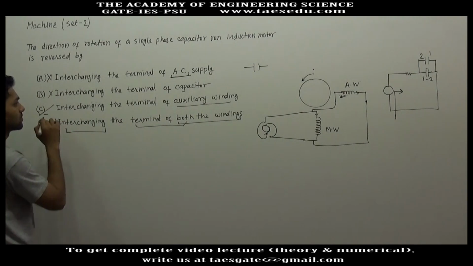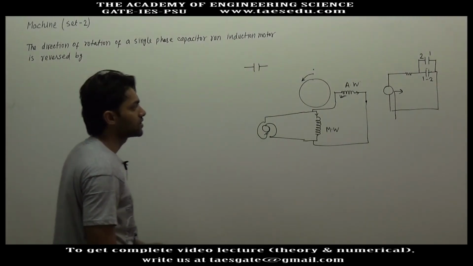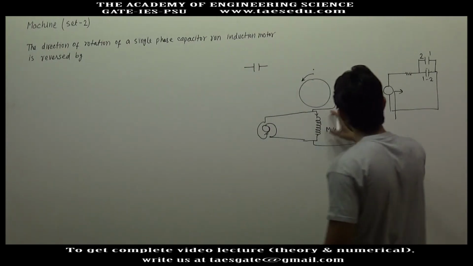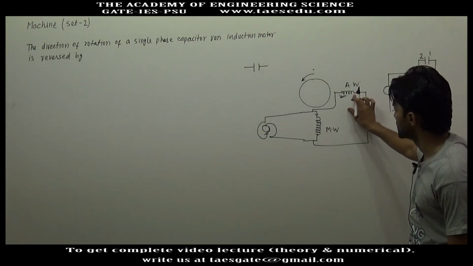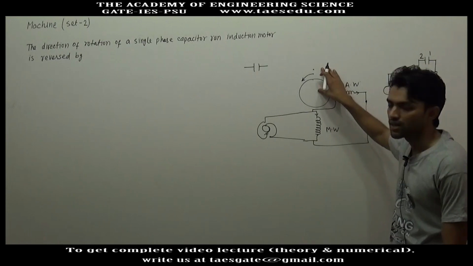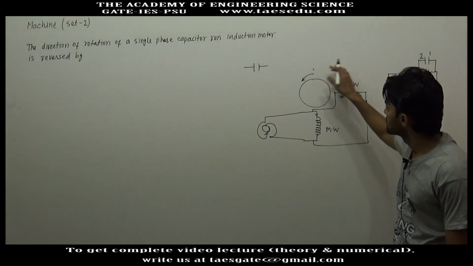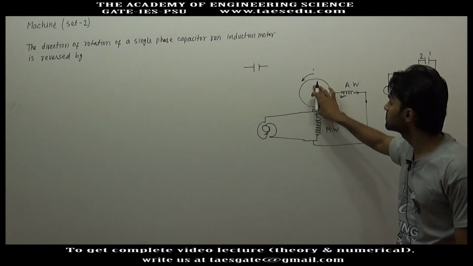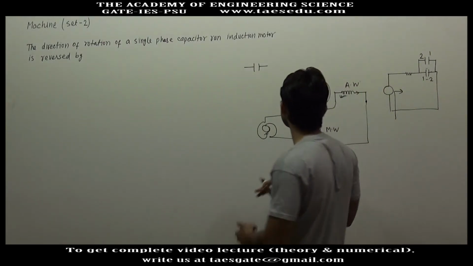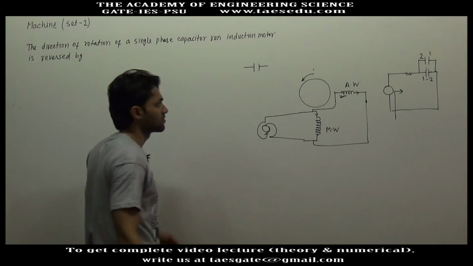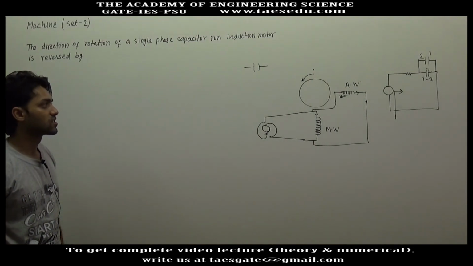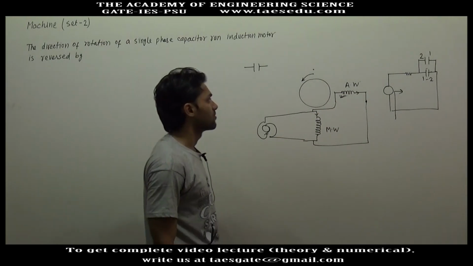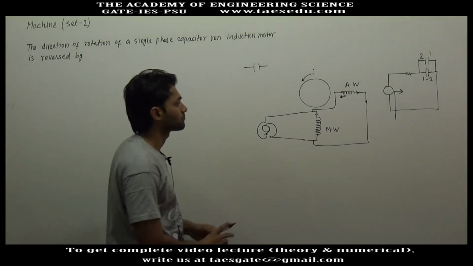This option is wrong. Even if the connections are not interchanged, if the position of main winding and auxiliary winding is interchanged, in this case also the direction may be reversed. So these things we have already discussed in the theory lecture. The direction can also be reversed by interchanging the position of main winding and auxiliary winding.